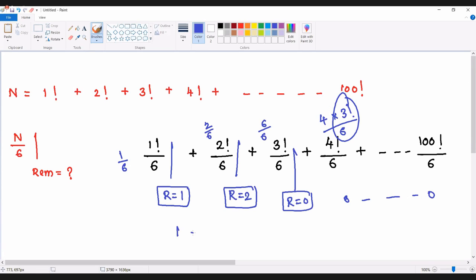So what is the overall remainder? 1 plus 2 plus 0. So the overall value is going to be 3. 3 divided by 6, we have to find out the remainder. The remainder is going to be 3. Mark your answer choice as 3. I hope you are able to get the point.